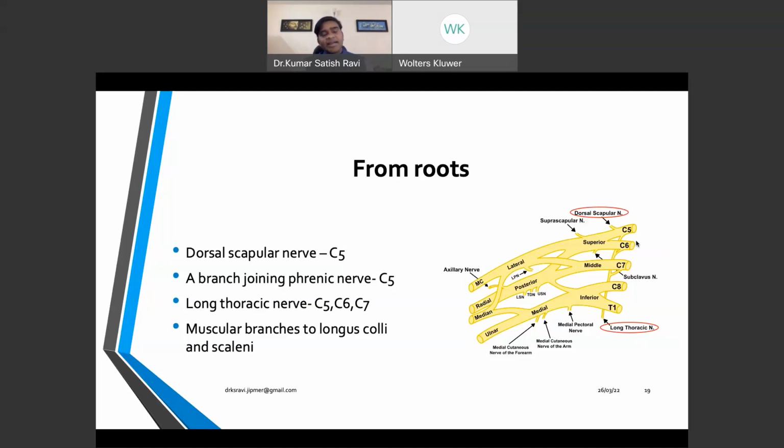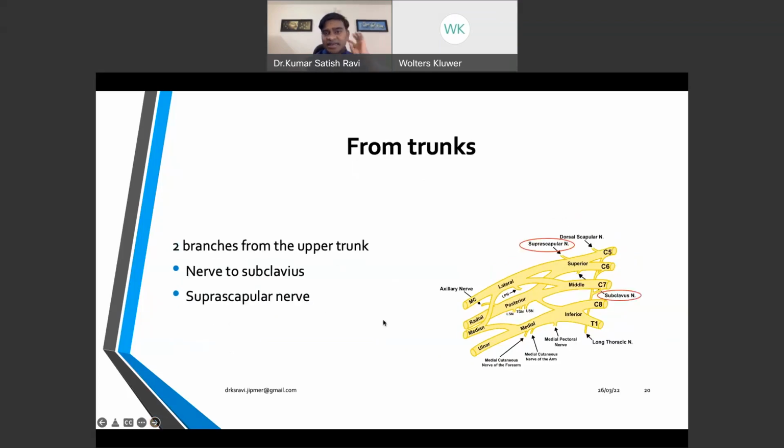Don't worry, right? So what I wanted to say is that this long thoracic nerve will be supplying the serratus anterior muscle, right? These C5, C6 and C7 roots join and form a trunk, and this nerve will be closely applied to the serratus anterior, and it descends posterior to the mid axillary line and supplies the serratus anterior muscle. There are muscular branches, as I said, that will be giving branches to the longus colli and the scalene muscle.